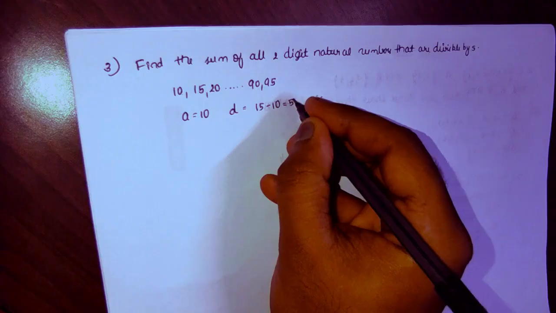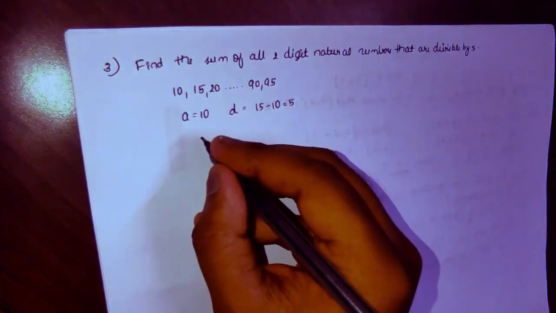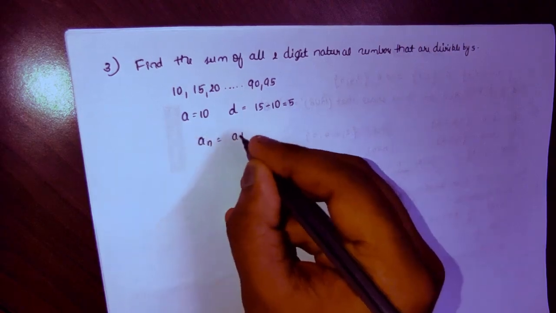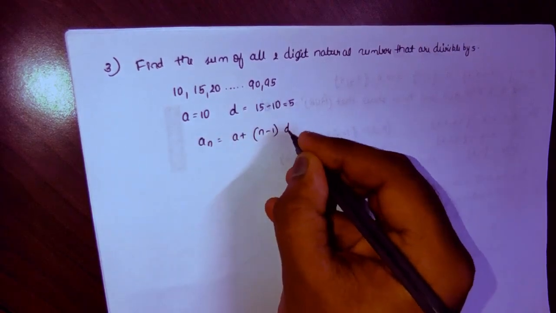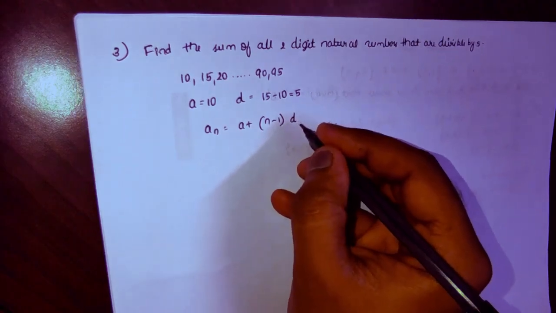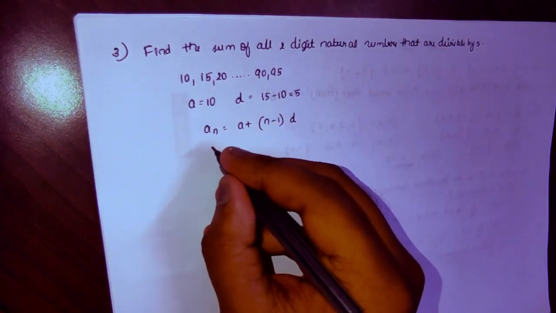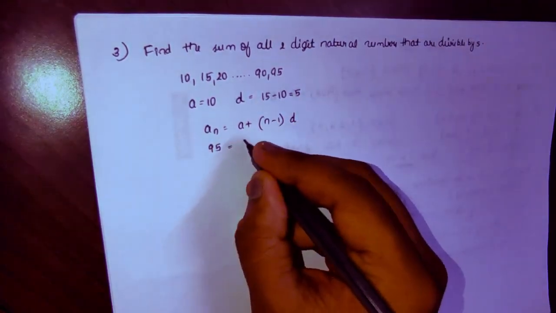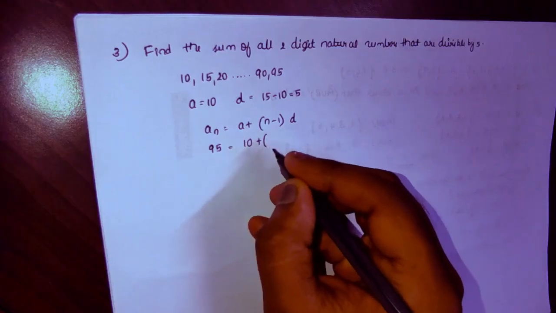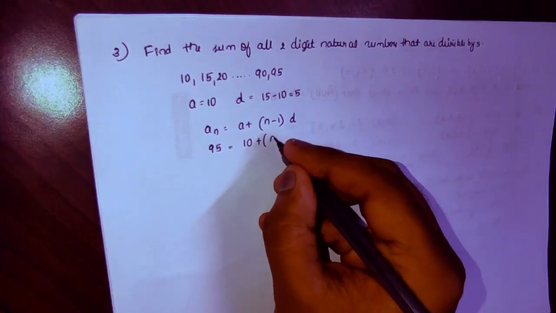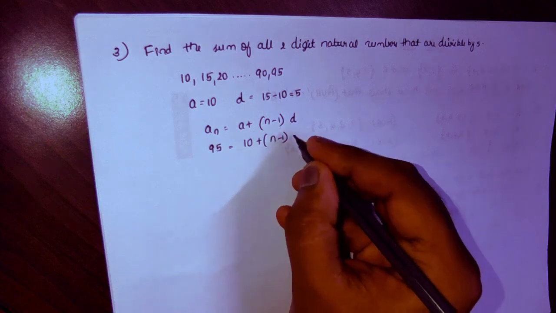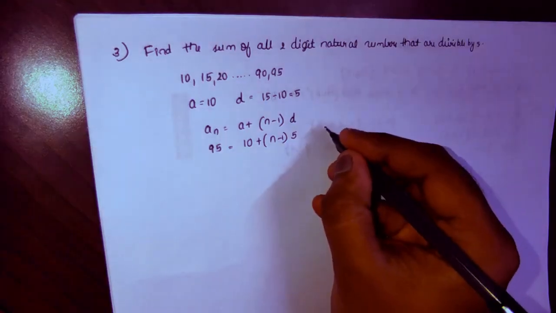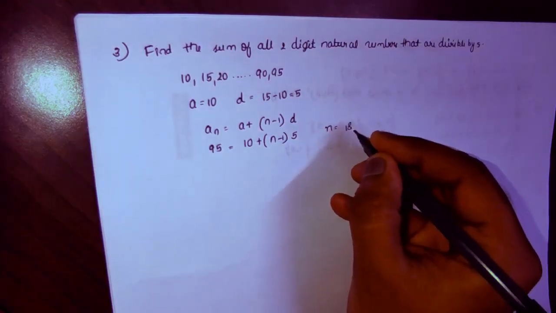We know that to find the nth term of an arithmetic progression, the formula is an is equal to a plus (n minus 1) into d. We will first find n. So an we know, that is 95, the last term. So a is 10 and n we do not know, into 5. By calculating this, we will get n equal to 18.